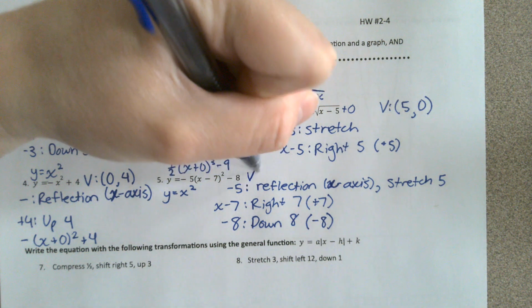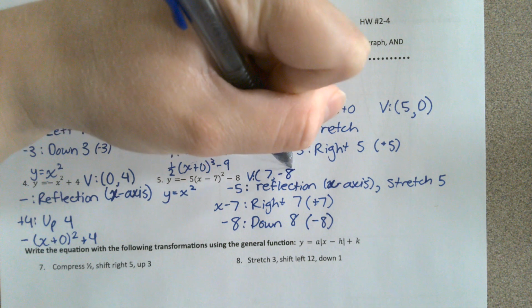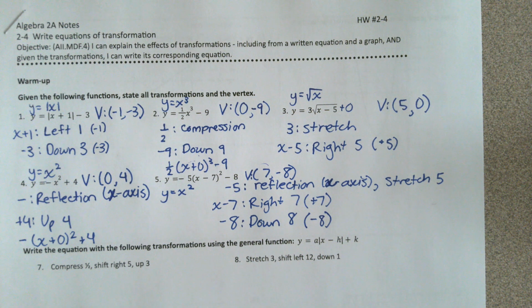So our vertex V is positive 7, negative 8. Right 7, down 8 is how you would interpret that.